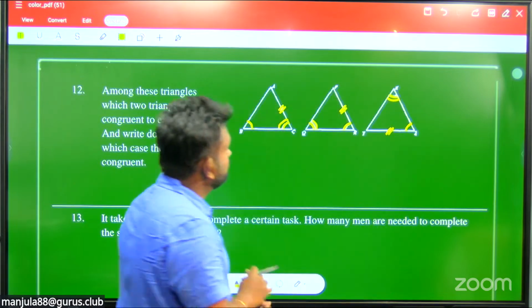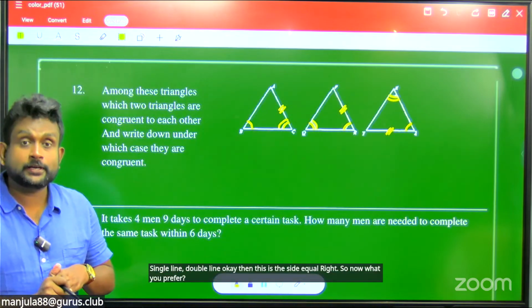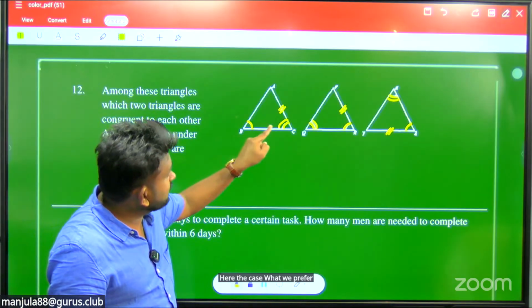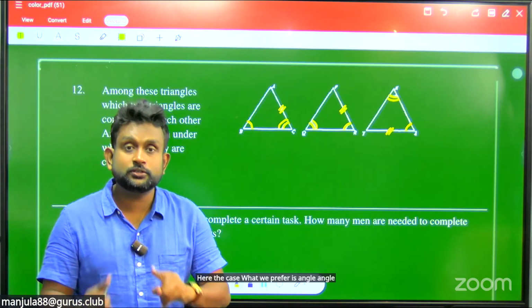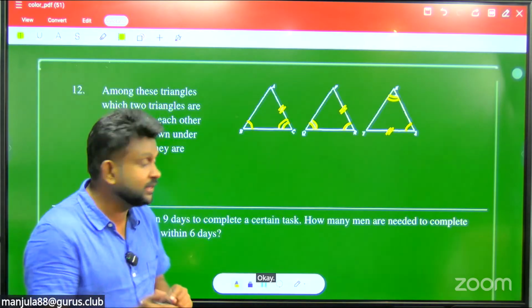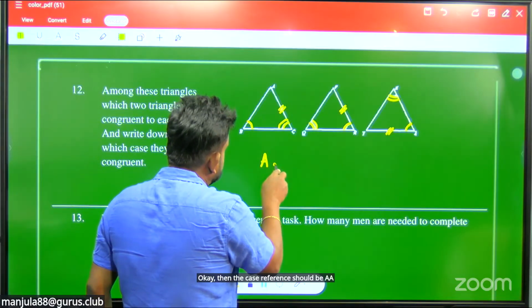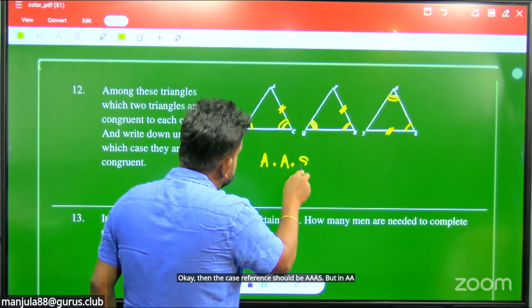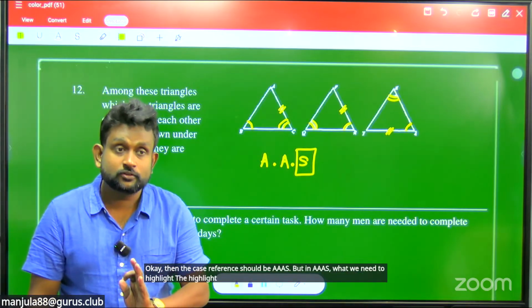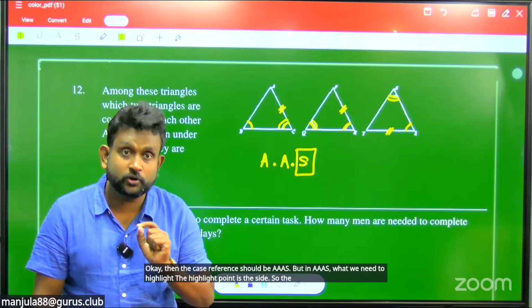So now what do you prefer? Here the case we would prefer is angle-angle-side, because two angles and a side are given. Then the case reference should be AAS. But in AAS, what we need to highlight is the side. So the side must be the corresponding side.